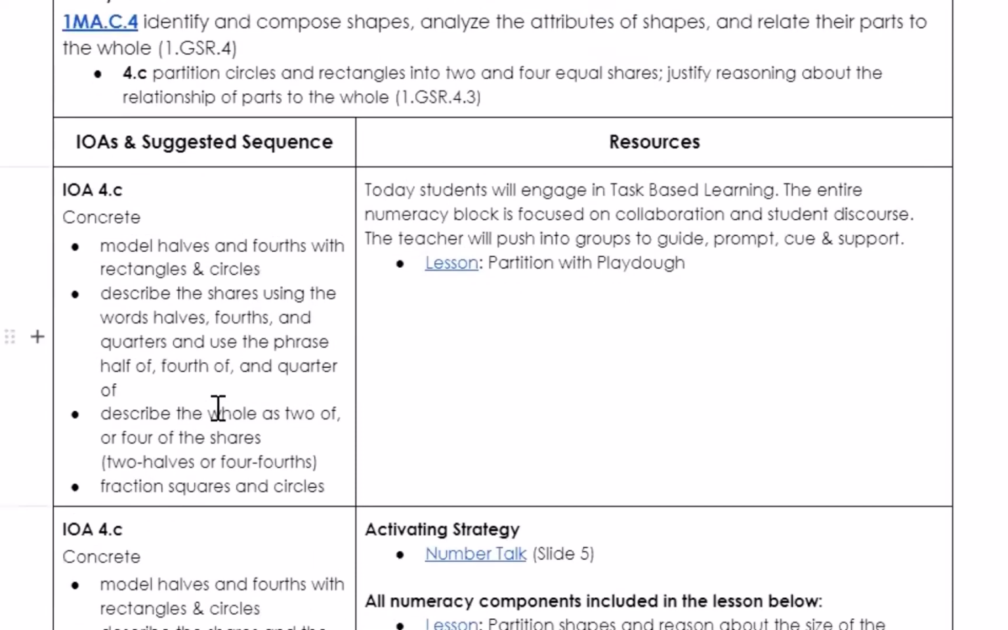It is not appropriate to use fraction notation or shade in specific pieces of the whole. Students are not required to recognize 1/4 or 1/2, but instead discuss how the number of pieces that a whole is partitioned into affects the size of those pieces.